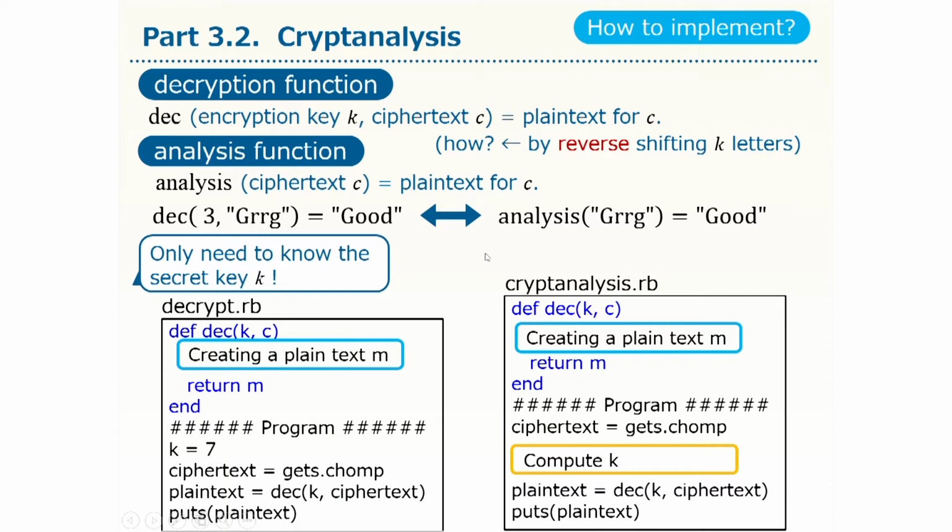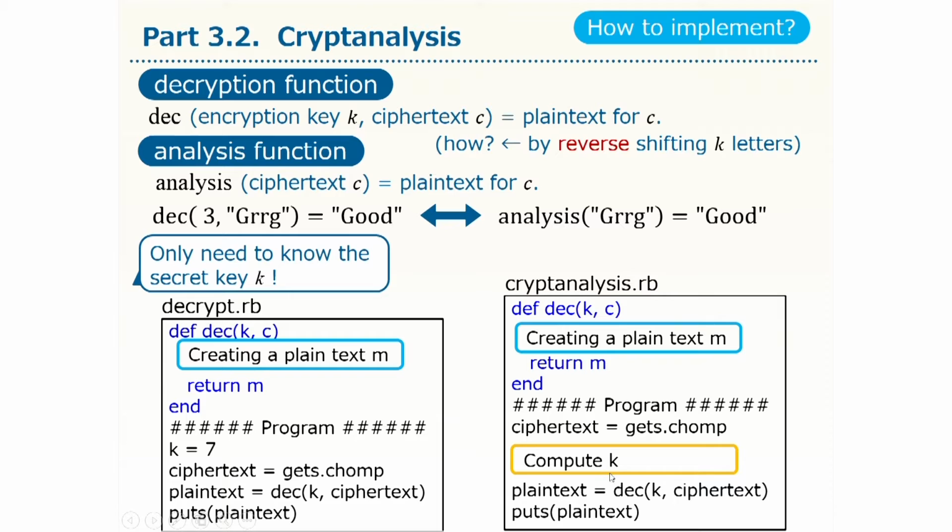Let's skip ahead a little. This is in fact an example outline of a cryptanalysis program. Let's name it cryptanalysis.rb. By comparing this program with the program for decryption, you can see what I said more concretely. That is, the difference is that while we need to compute the secret key k from a given ciphertext, k is already given in the program as secret information.